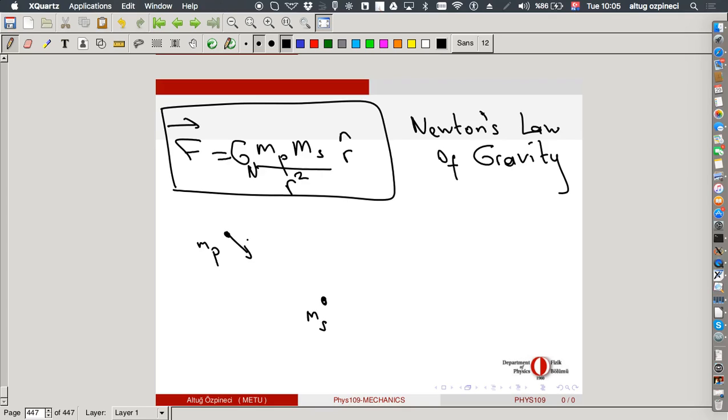This is the planet, this is the sun, this is the force acting on the planet, and this is the force acting on the sun. And F planet is equal to minus F sun, because they are just action-reaction pairs.